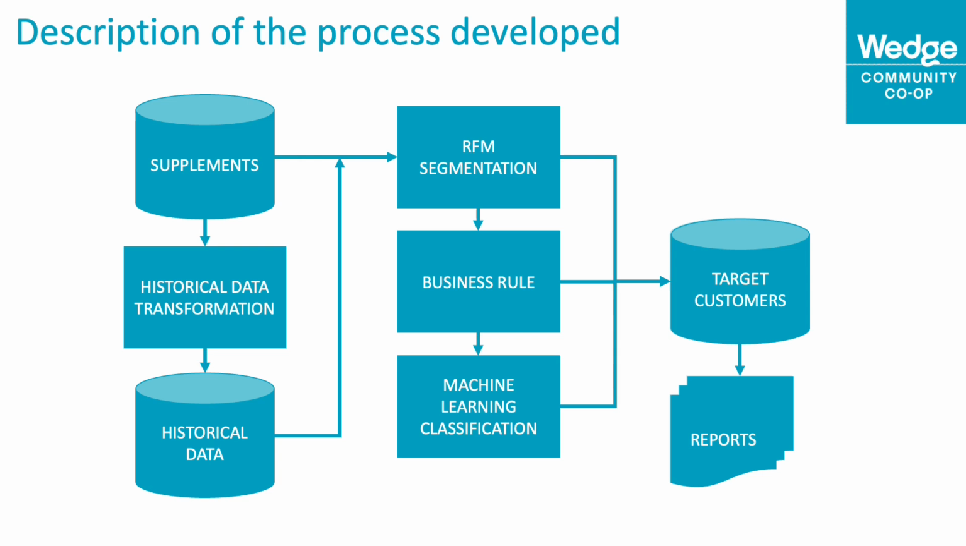Having done the RFM segmentation, we can derive some business rules, and the data is applied to three machine learning algorithms: a tree, k-means, and k-medoids. Finally, after having identified the target customers, we can derive some insights and strategies for the marketing department.